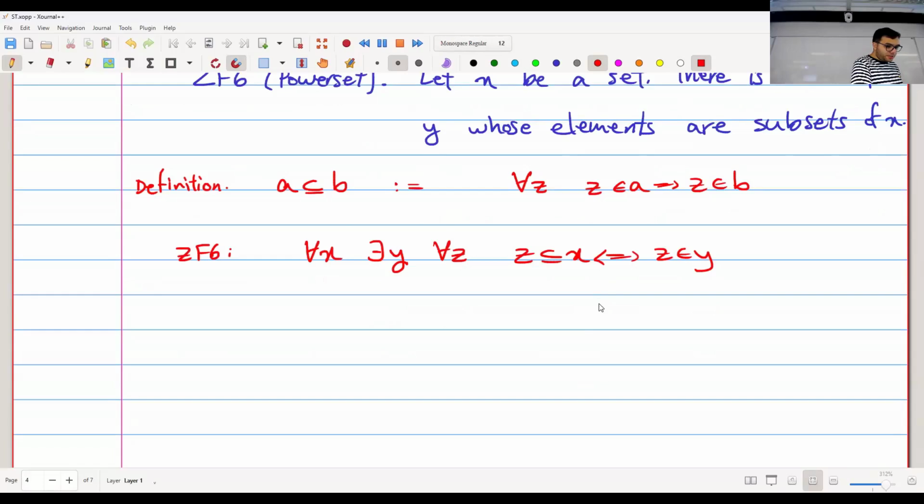Great, now I have the power set axiom. And again, you can work on this proving that it's unique and so on. I don't care for the notation. I'm just going to write something like this. I'm going to write that Y is P of X. Y is the power set of X.